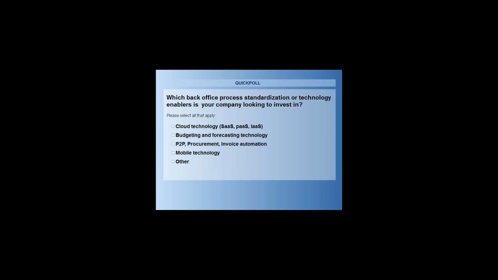Which of the back office process standardization or technology enablers is your company looking to invest in? Is it cloud technology? Is it budgeting and forecasting technology? So you might be looking at cloud technology and budgeting and forecasting technology, and in that case you would tick both of those boxes.